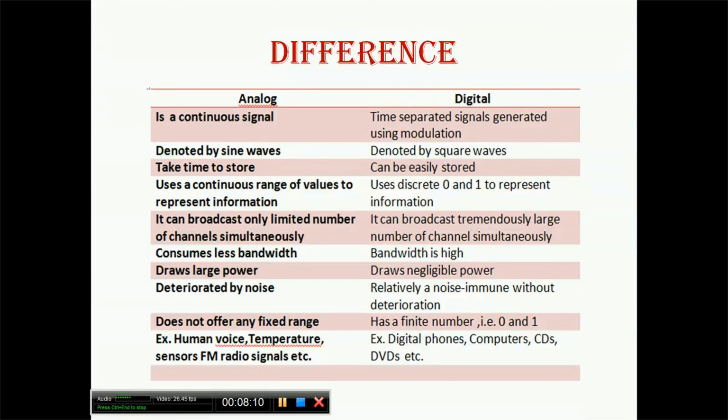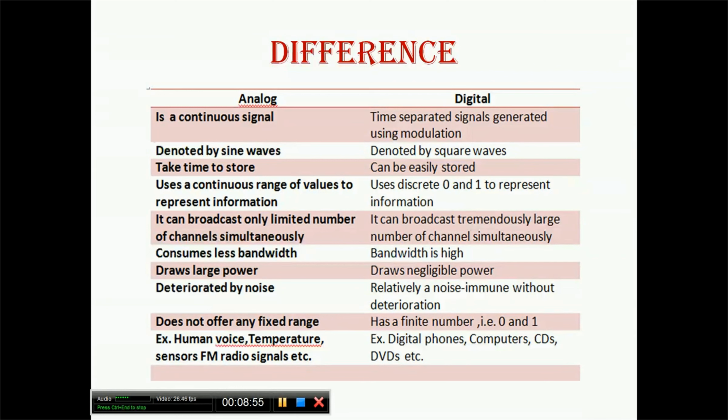Analog can broadcast only a limited number of channels, but with digital signals we can transmit a number of channels simultaneously. Analog consumes less bandwidth, while digital signals require higher bandwidth. Analog signals draw large power, while digital signals draw negligible power. Analog signals are deteriorated by noise, meaning noise can easily interfere with our original signal, but digital signals are very noise immune without any deterioration. Analog does not offer any fixed range, while digital has a fixed range, 0 and 1.